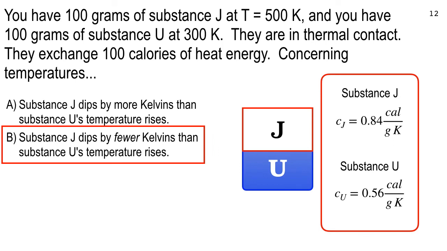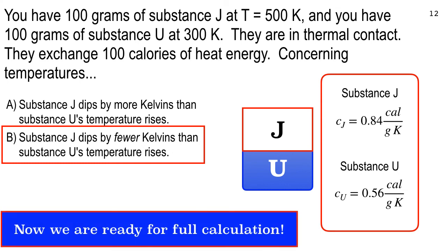But now substance U, 100 grams of it, its specific heat is 0.56. 100 grams of it only needs 56 to warm up by a Kelvin. So when substance J dips by 1 Kelvin, it's going to send all that energy over to substance U, and that's more than it needs. It only needs 56 calories. It's sending 84. So substance U is going to go up by 1 point something. And you can figure it out. They're not going to be the same.